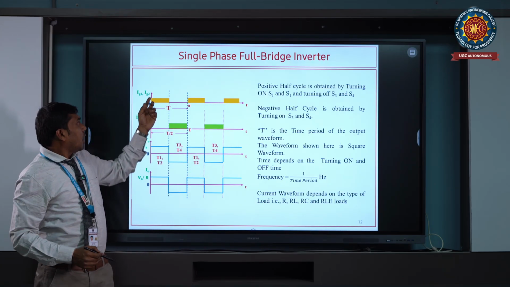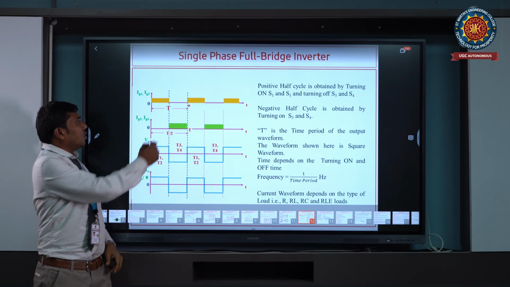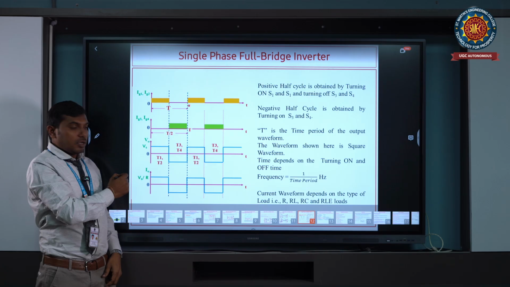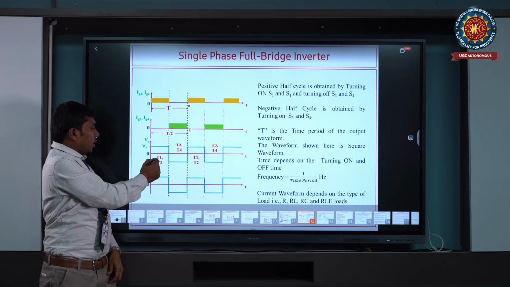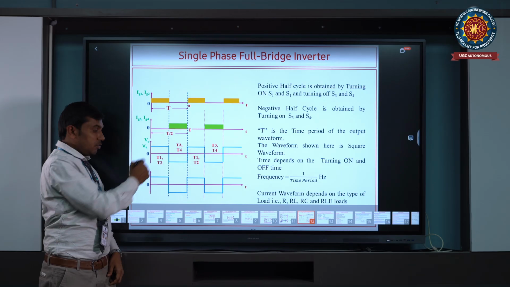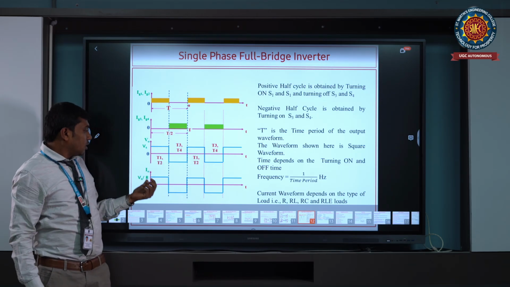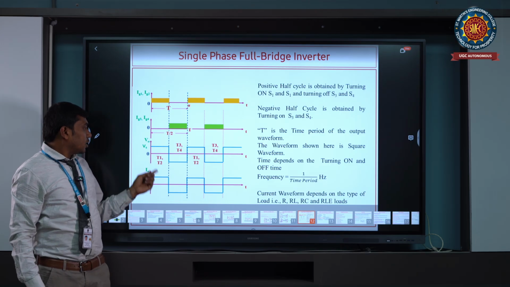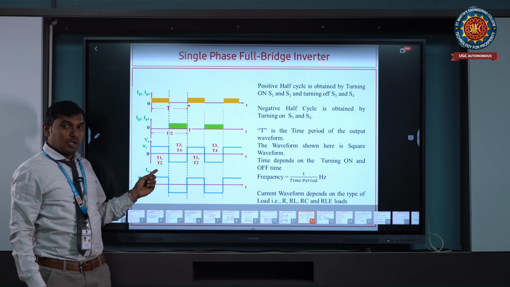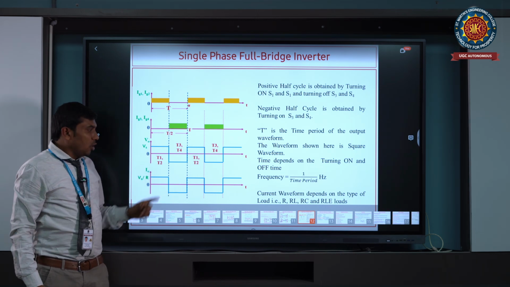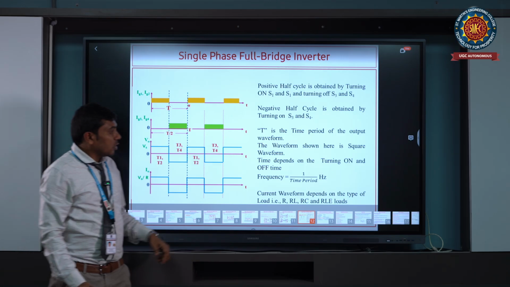You can see here Ig1 and Ig2 are turned on for half of the time period, and for the next half of the time period Ig3 and Ig4 are turned on. Here we get a positive half cycle when T1 and T2 are turned on, and a negative half cycle when T3 and T4 are turned on. Therefore, what is the current equation? If it's an R load, the shape of the current is similar to the shape of the voltage waveform. Then what is the frequency?